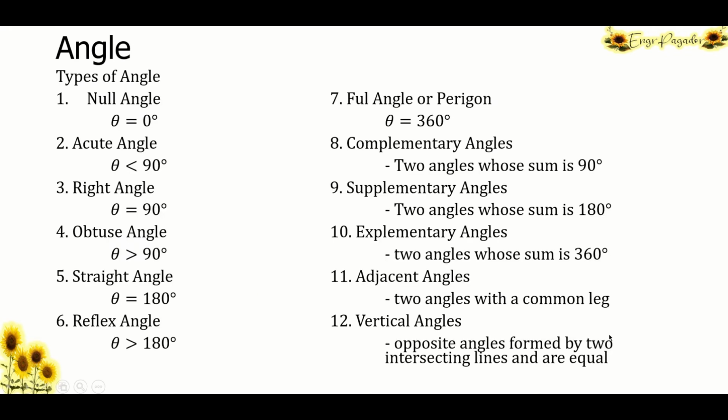So these are the different types of angle. We have 12 types. The null angle, from the name itself, null, its theta or angle is equal to 0 degrees. For an acute angle, theta is less than 90 degrees. For a right angle, theta is equal to 90 degrees. For an obtuse angle, theta is greater than 90 degrees. Okay, so you can just read the rest. It's self-explanatory.